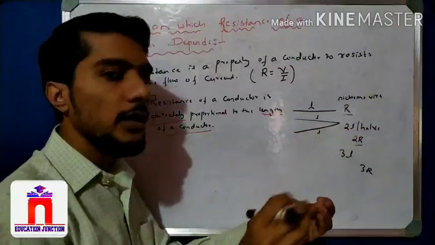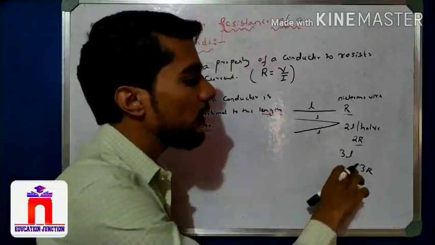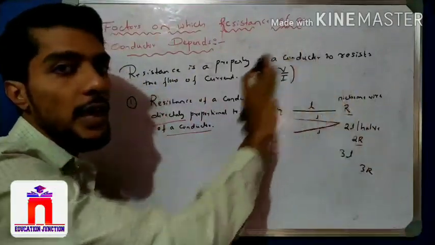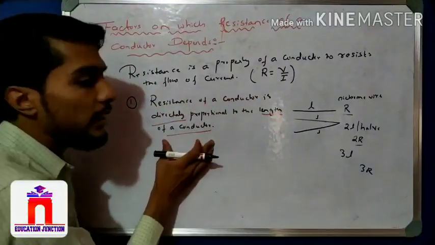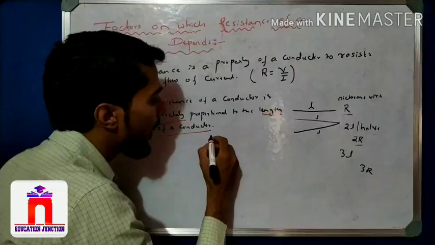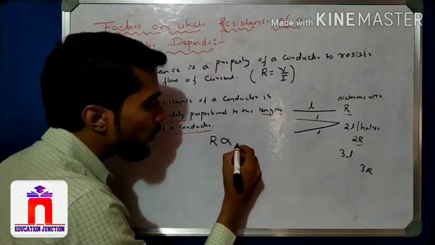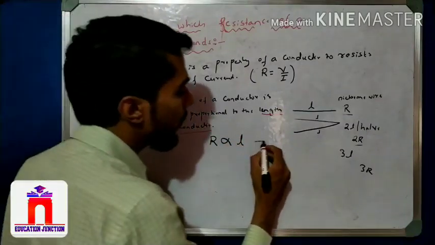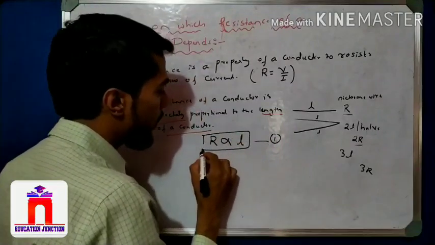When the length is double, the resistance also doubles. When the length is tripled, the resistance also triples. So this is the increase of the resistance with increase in length. We say that the resistance of a conductor is directly proportional to the length of the conductor. Mathematically, resistance of a conductor is directly proportional to its length. That is equation 1, you have to remember.